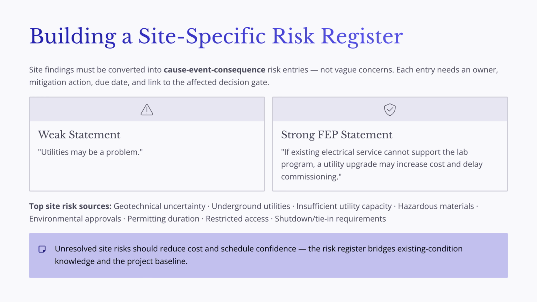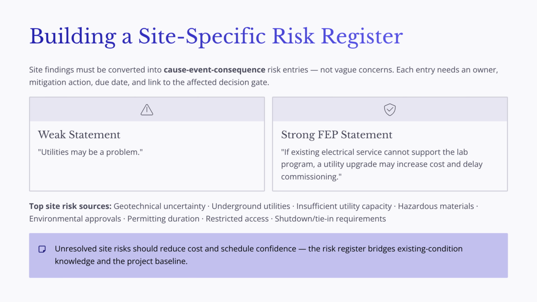For example, a weak risk statement might say, "utilities may be a problem." That is too vague to support decision-making. A stronger front-end planning risk statement would be, "If the existing electrical service cannot support the laboratory program, the project may require a utility upgrade that increases cost and delays commissioning." This version identifies the cause, the possible event, and the consequence. It also helps the team decide what to do next. Should the risk be reduced through additional investigation, avoided through a different layout, transferred through contract language, or accepted with appropriate contingency?